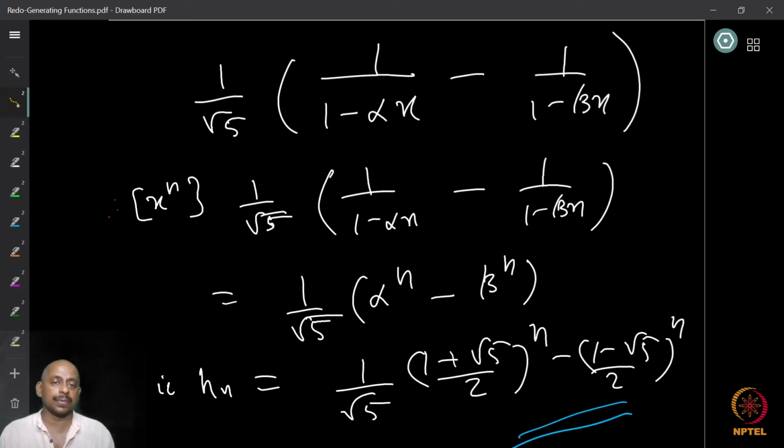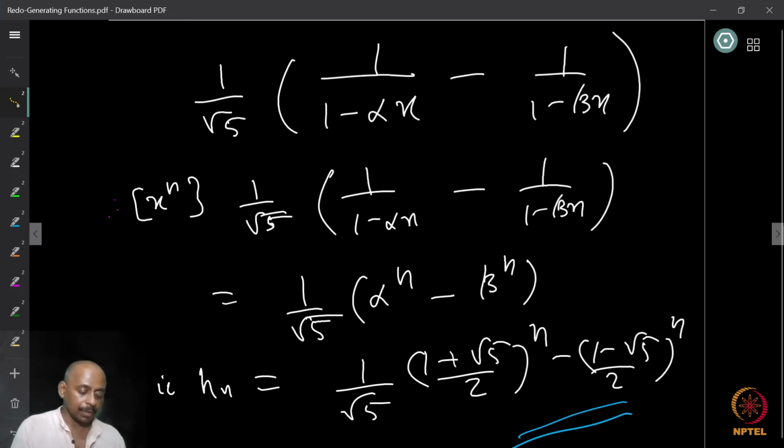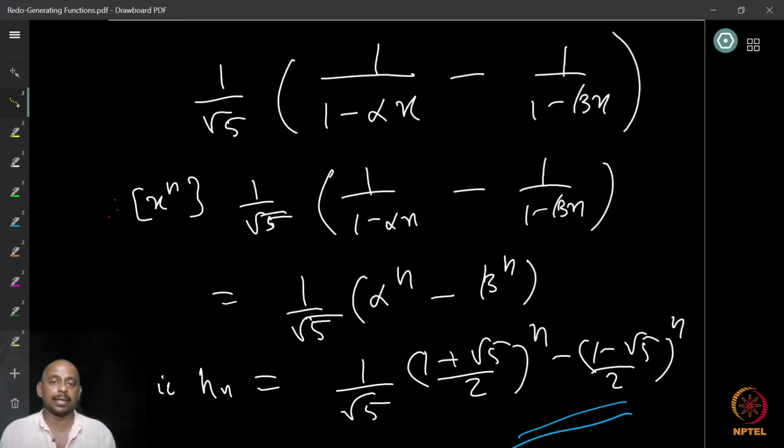Now we need to just find out the coefficient of x raised to n in this, right? That is easy because it is in a nice form, 1 by 1 minus alpha x and 1 by 1 minus beta x. So the coefficients are alpha raised to n, and the second one is beta raised to n. Therefore, I have 1 by root 5 into alpha raised to n minus beta raised to n as the coefficient of x raised to n. So hn is now 1 by root 5 into 1 plus root 5 by 2 whole raised to n minus 1 minus root 5 by 2 whole raised to n. Right? So there is a bracket which I have missed.